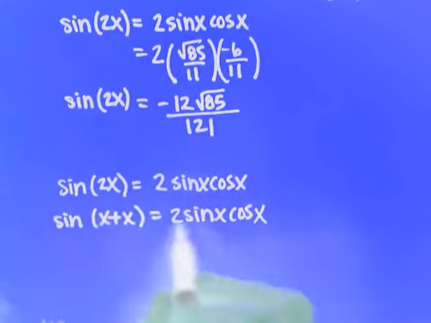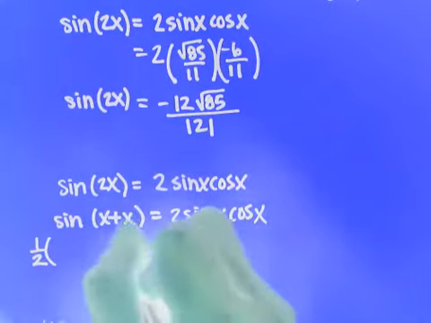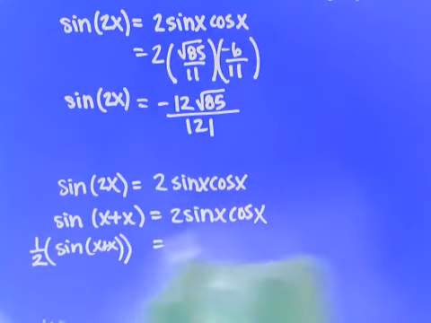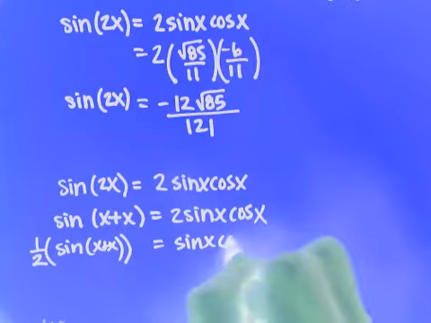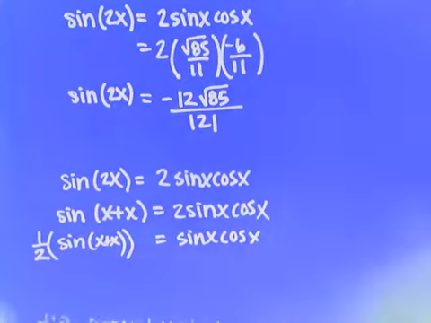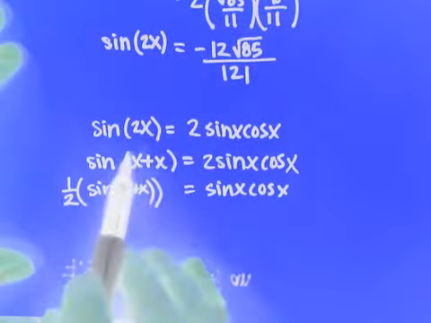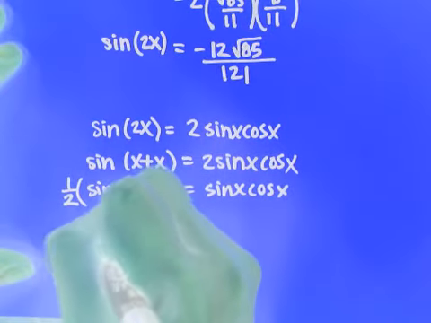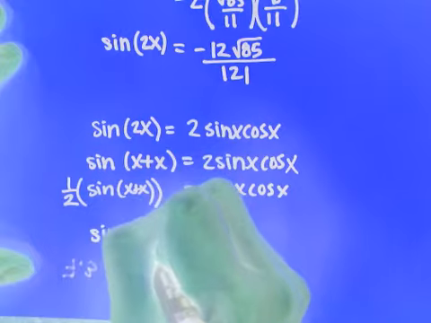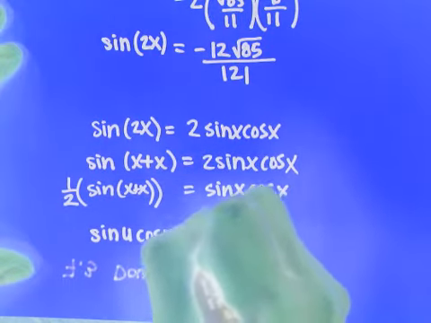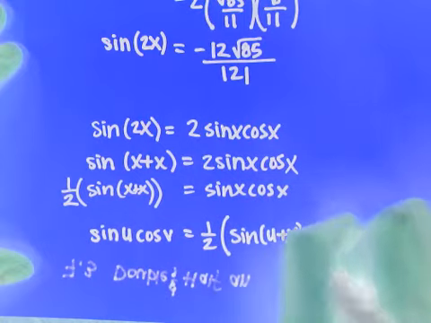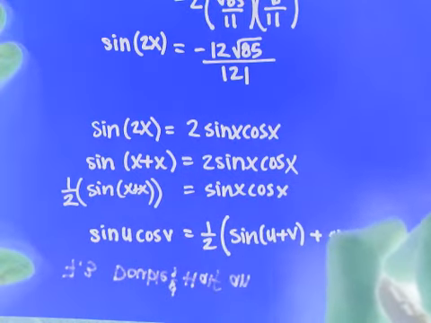Now, if I multiply both sides by a half, I have half of sine of x plus x. And on this side, I just have sine x cosine x. Here, if I expand out sine of x plus x into my addition formula, I'm going to be able to regroup my terms, which is why in the product to sum formulas, you end up with sine u cosine v equals 1/2 sine of u plus v plus sine of u minus v.